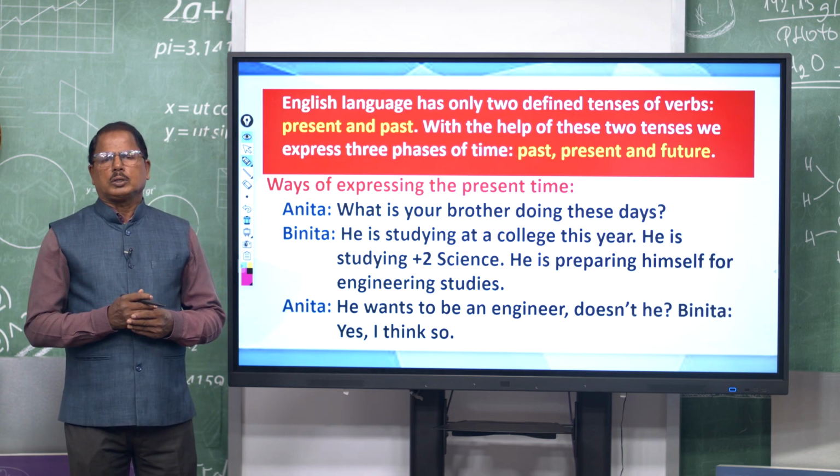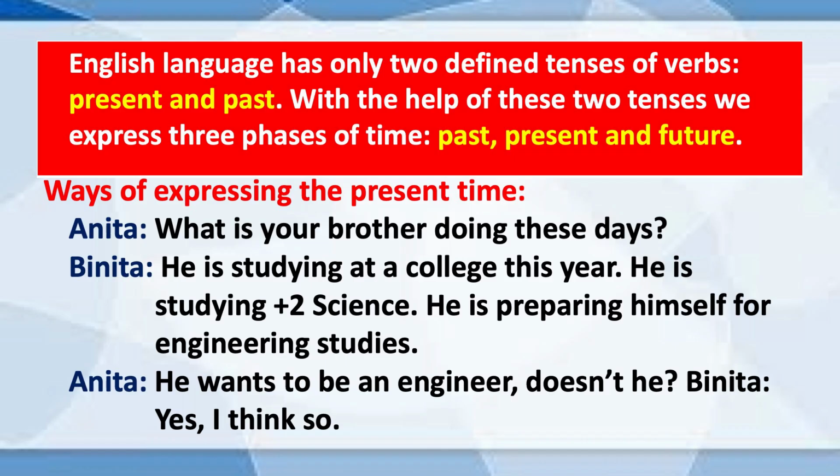Now, you read the dialogue. Anita and Vinita, they are talking to each other. Anita starts the conversation. What is your brother doing these days? Vinita: He is studying at a college this year. He is studying +2 science. He is preparing himself for engineering studies. Anita says, he wants to be an engineer, does not he? Vinita says, yes, I think so, right.